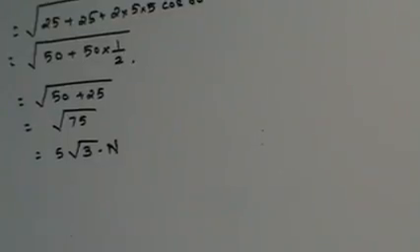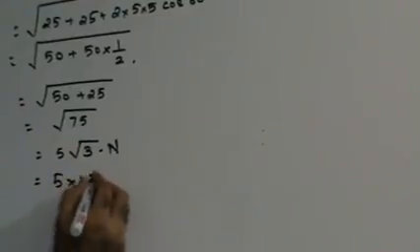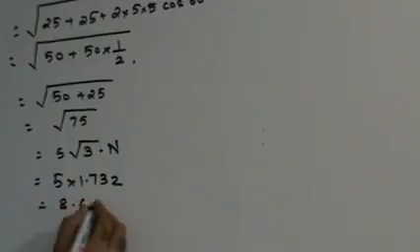Now root 3, guys, we know is 1.732, so this can be written as 1.732. When you multiply this, you will get 8.66 newtons. Take down the next sum.